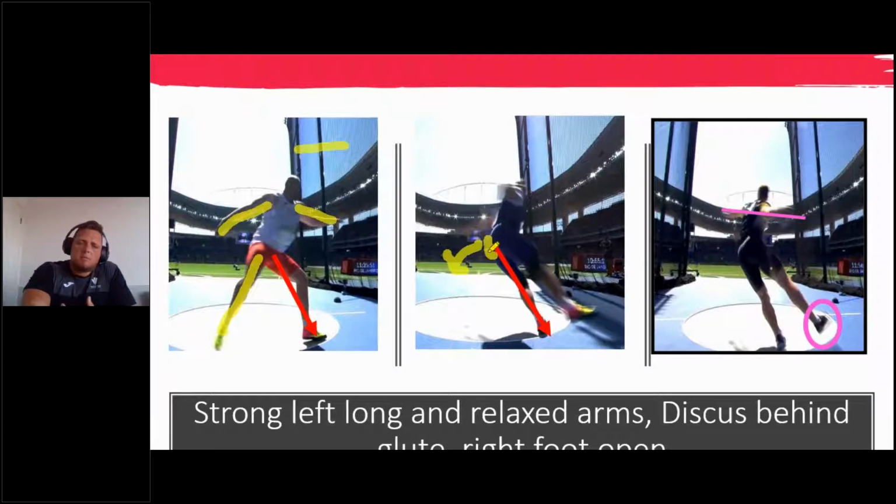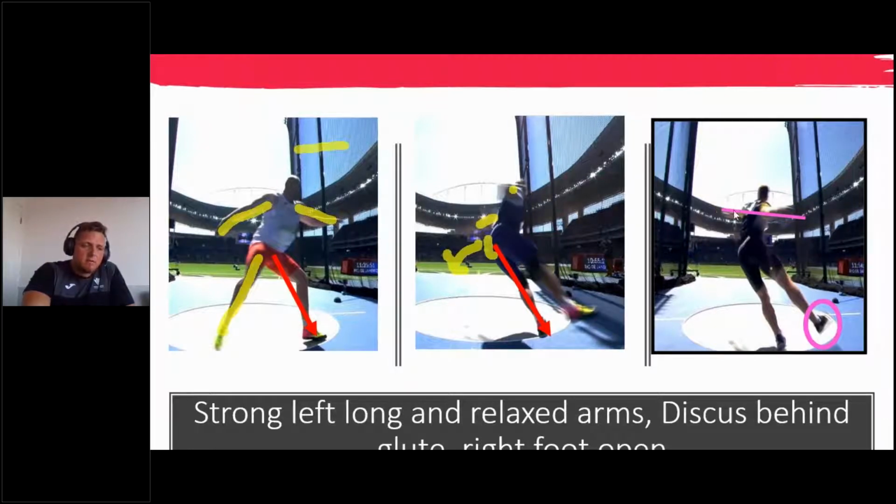If this part of the body really falls into the middle, it is loaded onto that left leg. Left heel is turned, right foot is open, discus is nice, and you can't really see it, but the discus is nice and long behind his glute, relaxed upper body, left arm is pointing forward. He's ready to accelerate across the circle.